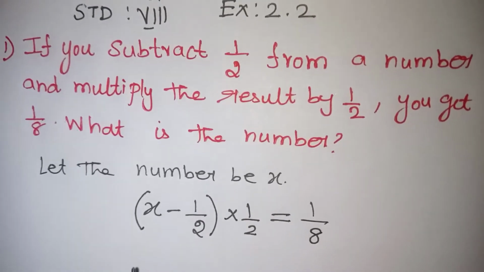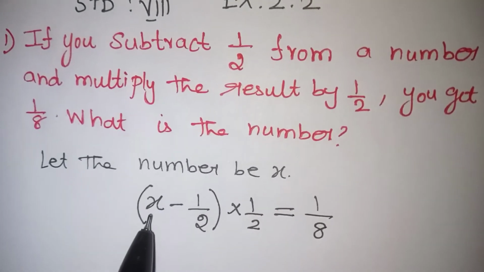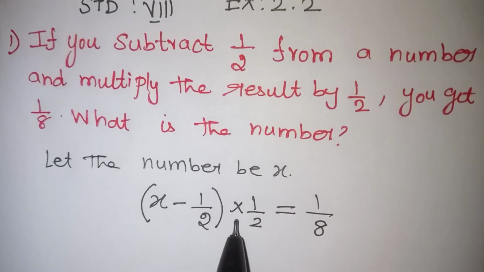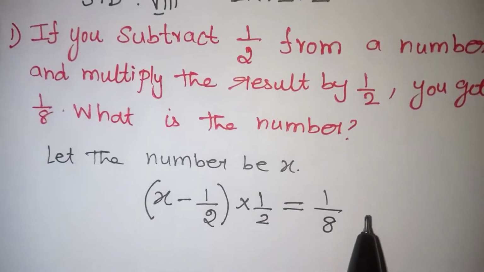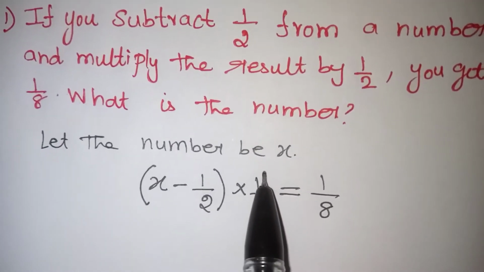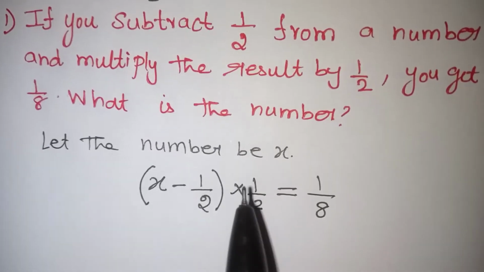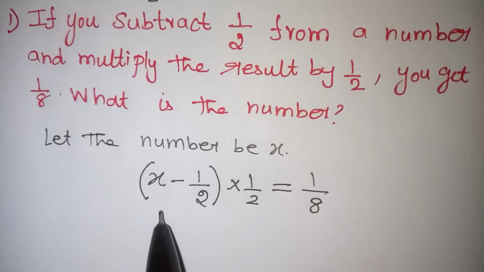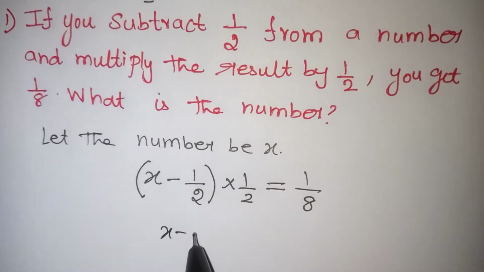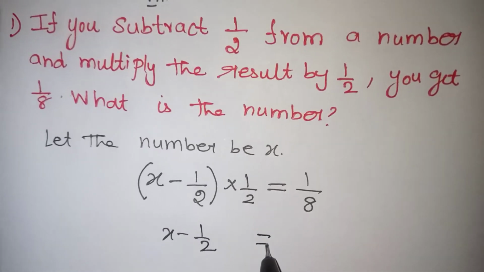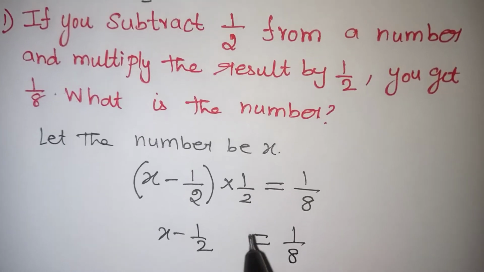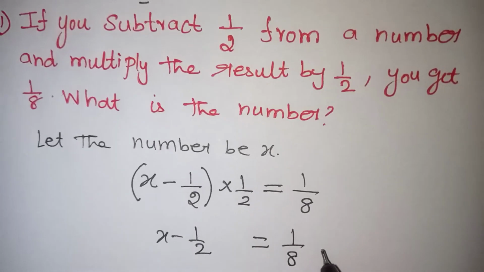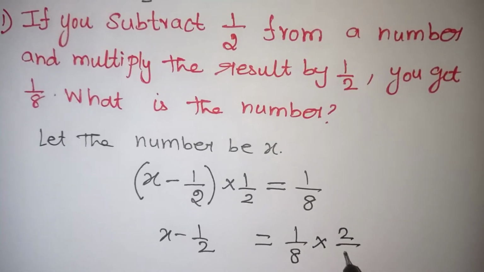Now we need to solve this equation, then we need to get the value of x. First, the multiplication number I am going to take to the other side. It will become division actually. Since it is a fractional number, if you take it to the other side, it will become the reciprocal. So the remaining term on this side is only x minus 1 by 2, which is equal to 1 by 8. This multiplication, if you take it to the other side, it will become the reciprocal, that is 2 by 1.